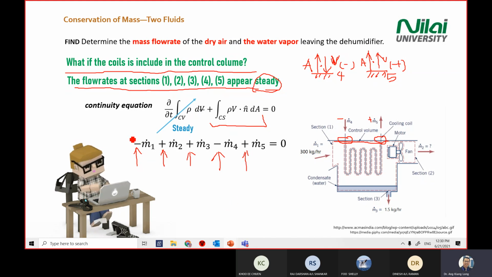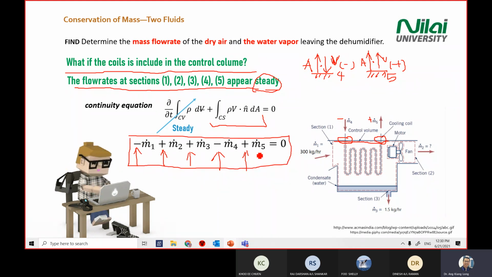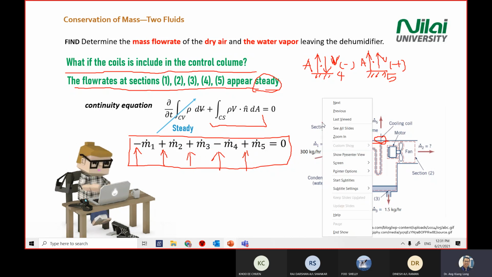By looking at this equation, you can already know how many inlets and outlets you have. Negative, negative, you have 2 inlets, and you have 3 outlets here. Okay.